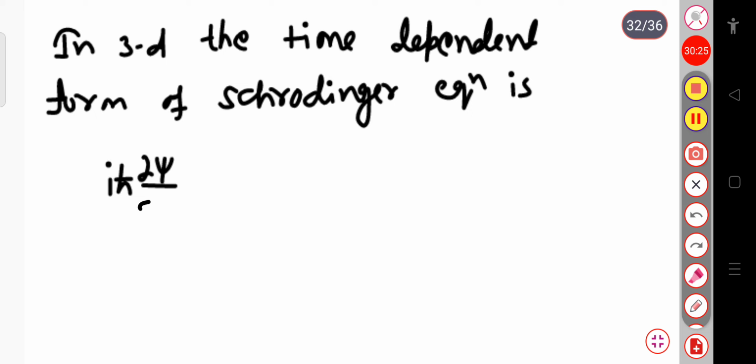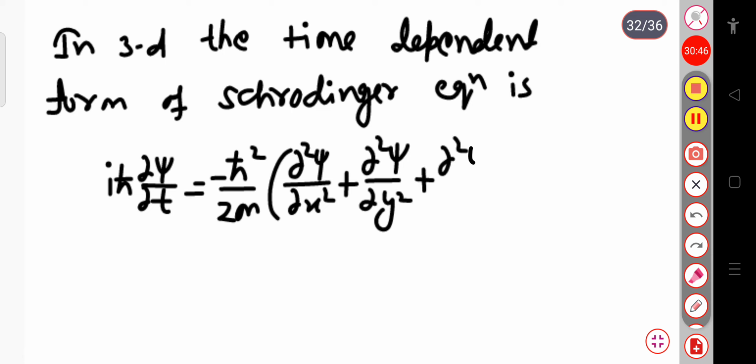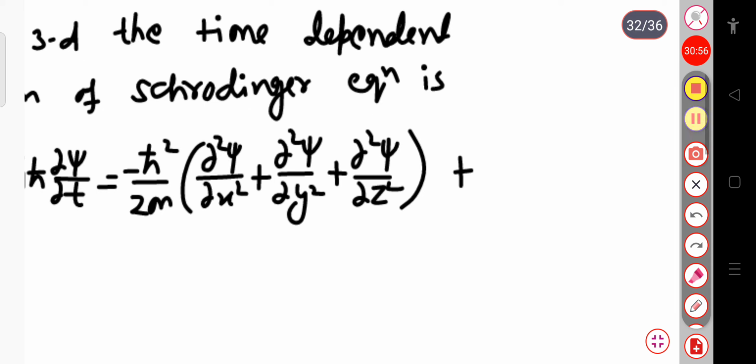iħ ∂ψ/∂t equals minus ħ² by 2m times (∂²ψ/∂x² plus ∂²ψ/∂y² plus ∂²ψ/∂z²) plus V, where V is a function of x, y, z, multiplied by ψ, and here ψ is a function of x, y, z and t. So let me write here.